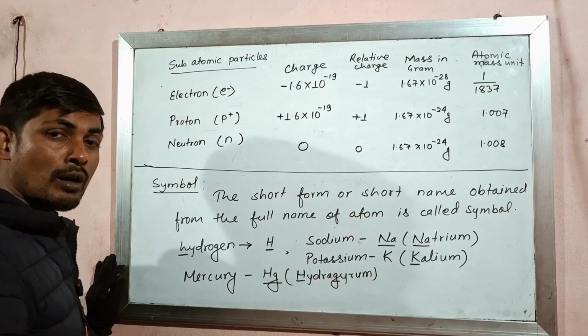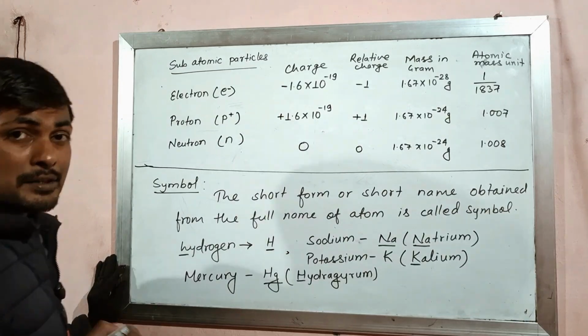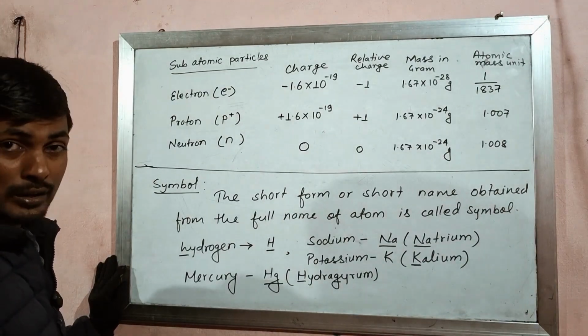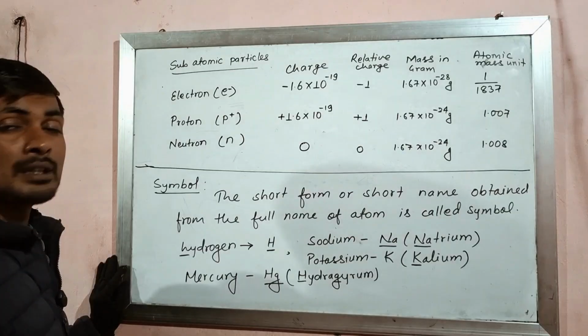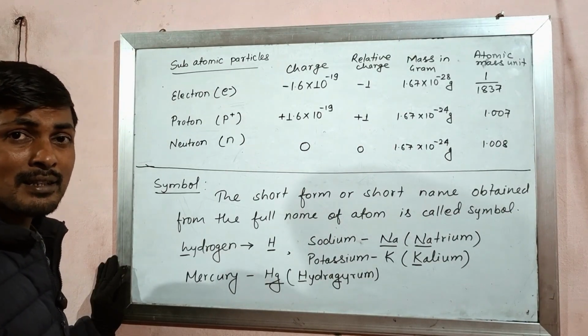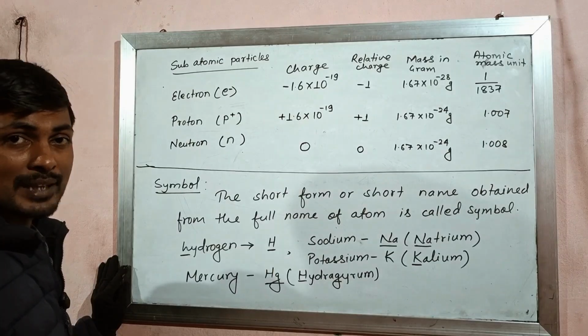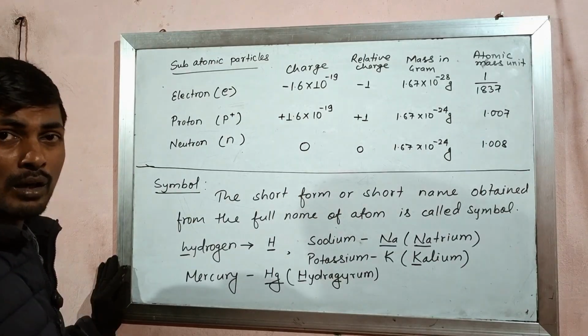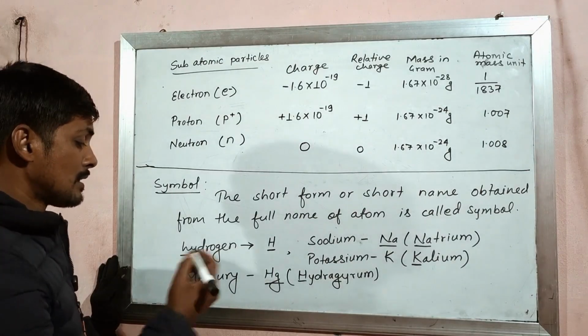Similarly, the symbol of gold is Au. Its Latin word is aurum. The symbol of silver is Ag. Its Latin name is argentum. That's why Ag is the symbol of silver.